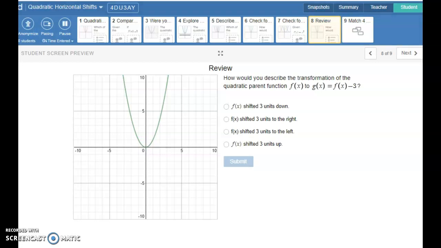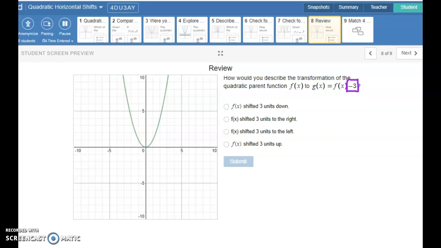Okay, right here. This is on the outside of the parentheses, not inside the parentheses. So this is what we learned yesterday. What happens when it's outside the parentheses and it's a -3? Let's take a look at our notes. Let's write down some notes really quickly.